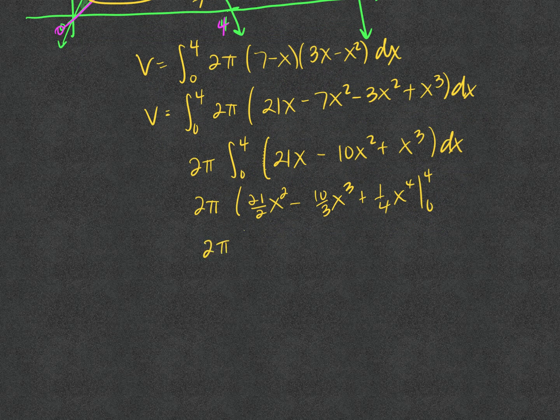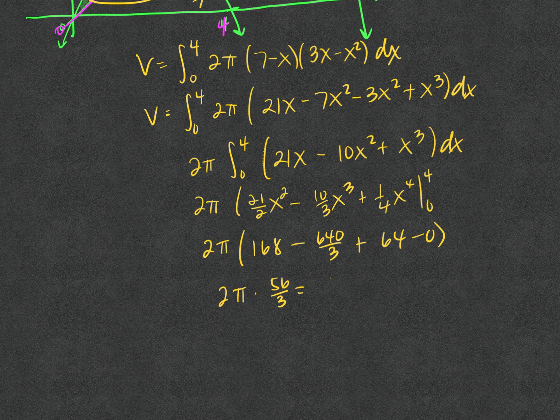So let's keep the 2 pi. 4 squared is 16, divided by 2 is 8, times 21 is 168, minus 4 to the third is 64, times 10 thirds is 640 over 3, plus 4 to the fourth divided by 4 is 4 to the third, which is 64, minus 0. You can totally use a calculator to do that part. So I have 2 pi times 56 over 3, which gives me 112 over 3 pi.